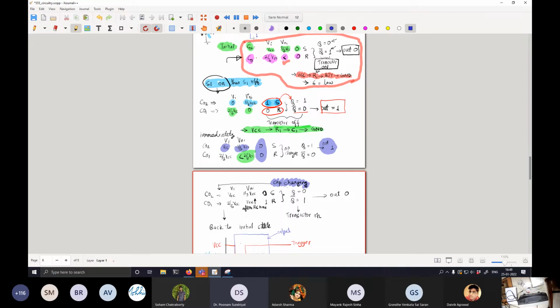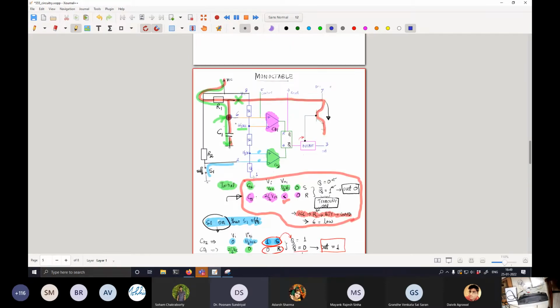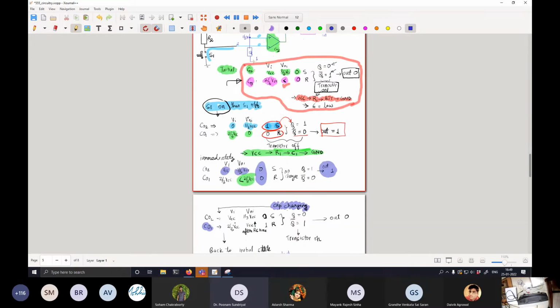At a certain point, at the first comparator, the inverting input is always going to be the reference 2/3 VCC. But because the capacitor is continuously getting charged, there will be a point at which it will exceed 2/3 VCC after a certain RC time. After a certain RC time, the capacitor will reach a voltage which will just exceed 2/3 VCC.